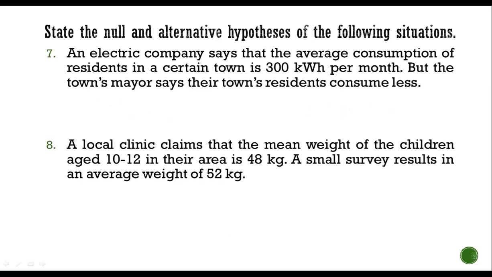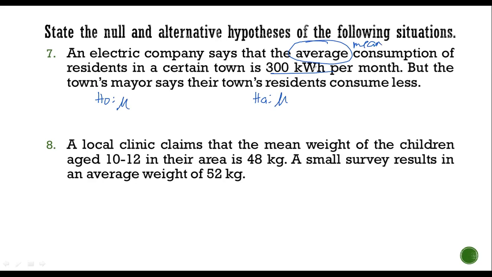Okay, problem 7 and 8. An electric company says that the average consumption of residents in a certain town is 300 kilowatt per hour per month. But the town's mayor says their town's residents consume less. Yan. So for those who can construct on their own, you may just write it on your notes. Okay? So null, alternative. What is the parameter that we will use? Oh, average. What again is average? Mean. Okay?